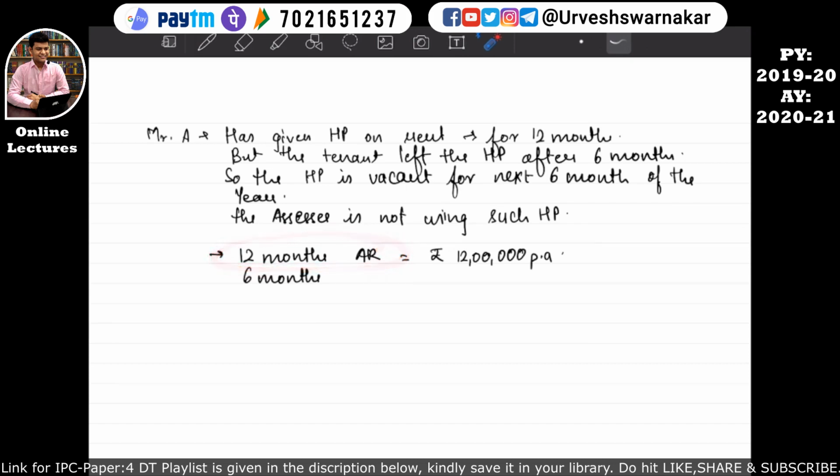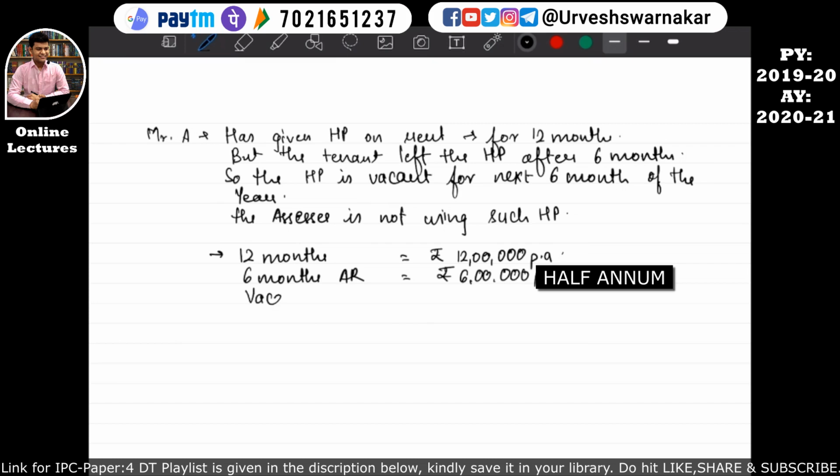This was the rent that the assessee was thinking he will receive, okay. But since the property was rented only for 6 months, because by the half of the year the tenant left the house property, and the rest half of the year the property remained vacant because the assessee was searching for a tenant, he did not find a tenant. So that means the actual rent for 6 months is equal to rupees 6 lakhs per annum. I hope this is quite clear.